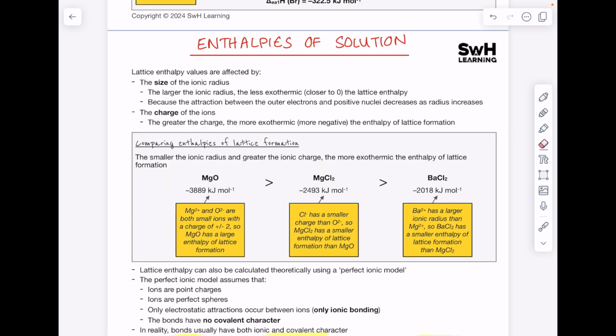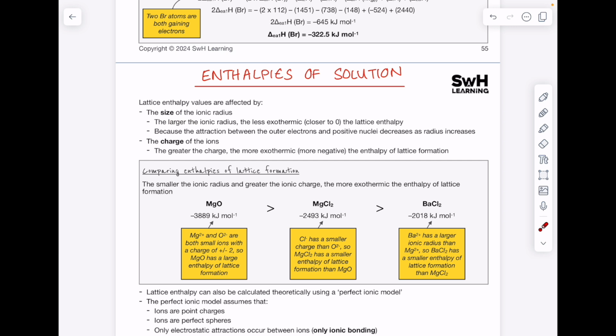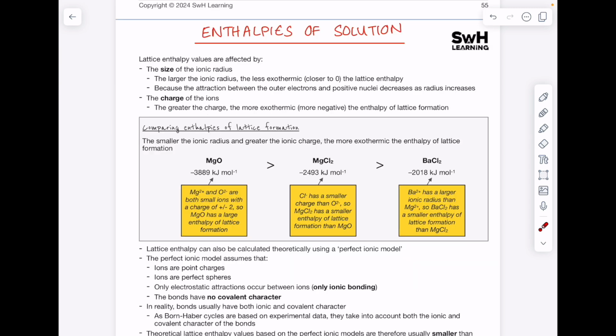So now we've recapped that definition, it's now time to understand that lattice enthalpy values are affected by the size of the ionic radius. So the larger the ionic radius, the less exothermic, the closer to zero the lattice enthalpy will be. And the reason for that is because the attraction between the outer electrons and positive nuclei decreases as the radius increases. The second thing, the charge of the ions, the greater the charge, the more exothermic, the more negative the enthalpy of lattice formation.